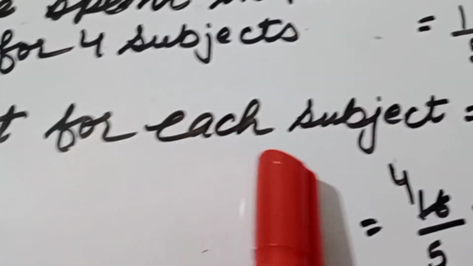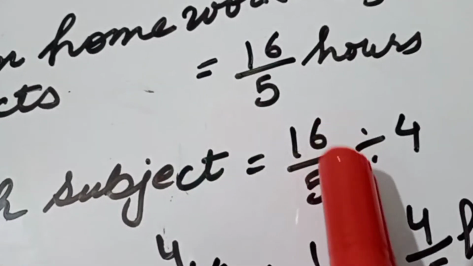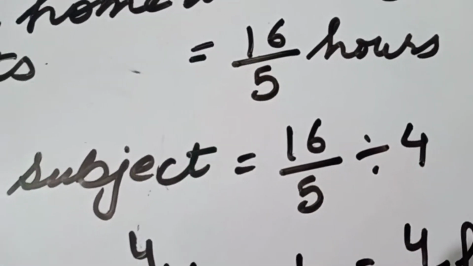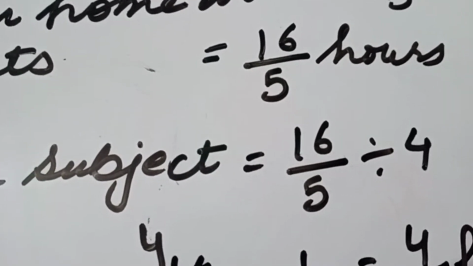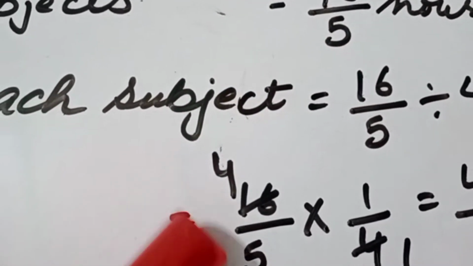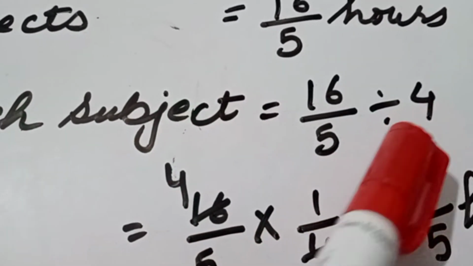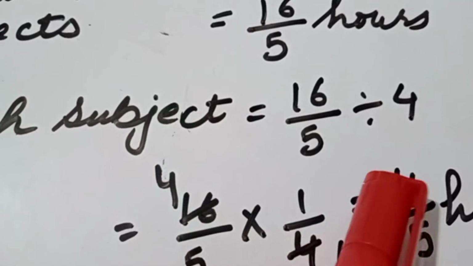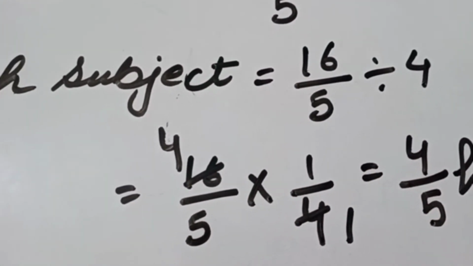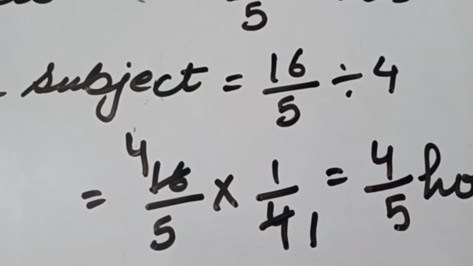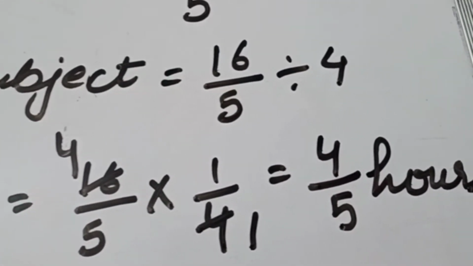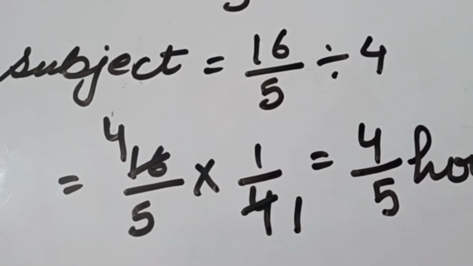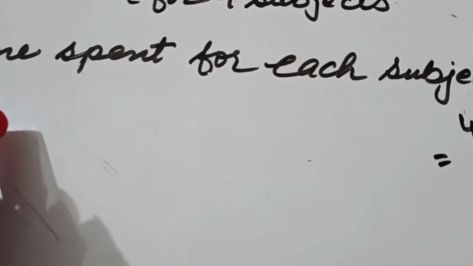Then we have to find time spent for each subject. Time spent for each subject: 16 by 5 divided by 4. We will divide this time in 4 subjects. So 16 by 5 and reciprocal of 4 is 1 by 4. 4 times 1 is 4. 4 times 4 is 16. So 4 by 5 hours. So therefore Mansi gave 4 by 5 hours to one subject. I hope it is clear to you what is given and what is to find.